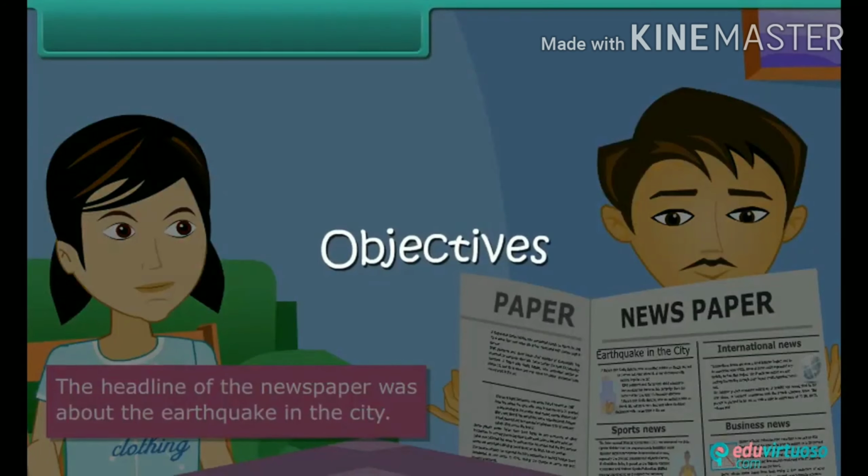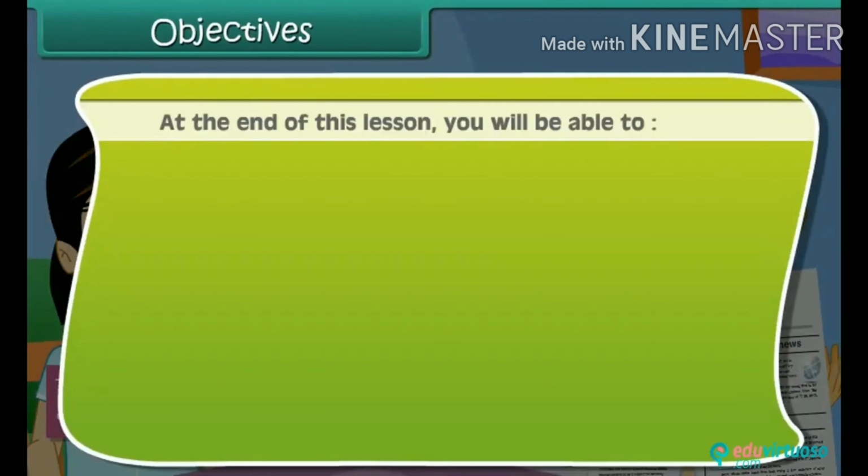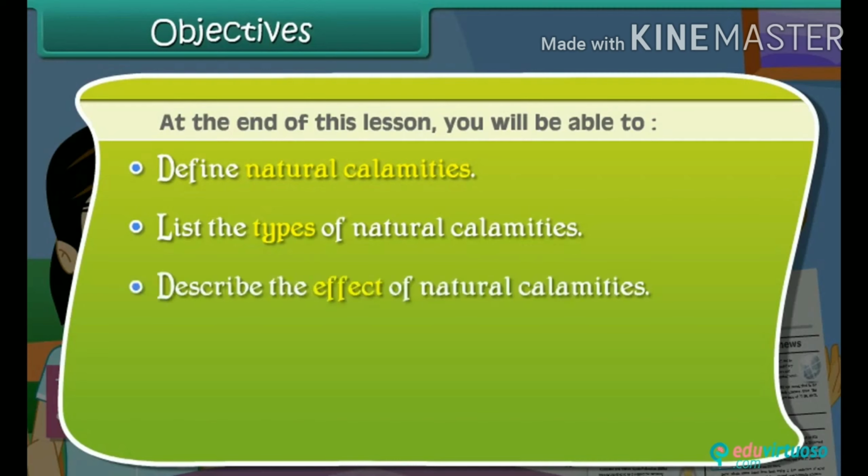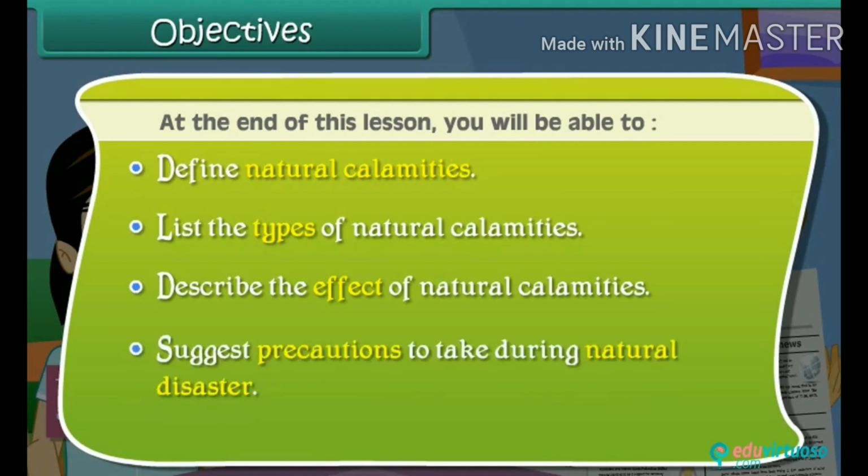Objectives. At the end of this lesson, you will be able to define natural calamities, list the types of natural calamities, describe the effect of natural calamities, and suggest precautions during natural disaster.